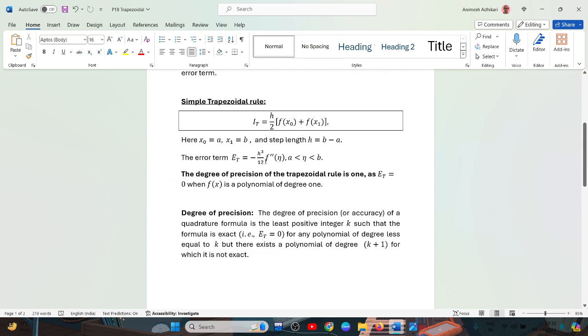Obviously, this is the error term, this f double derivative eta. So obviously, when f(x) is a polynomial of degree 1, that is when f(x) equal to say 5x, so f dash x equal to 5, f double dash x equal to 0. Obviously, error term equal to 0, and then this is exact, that is It equal to the exact value I.